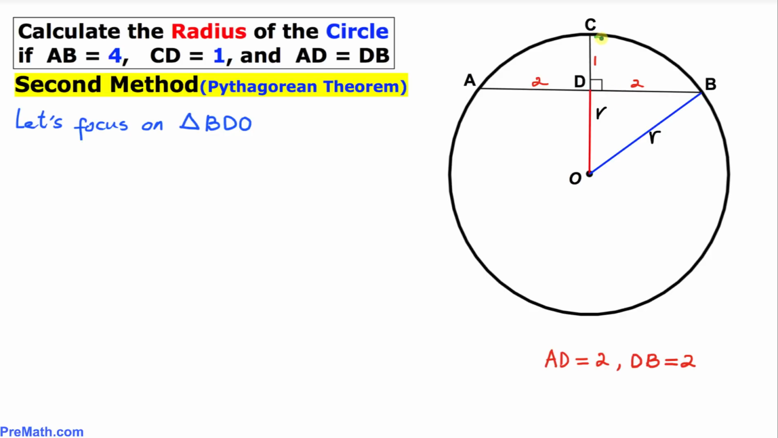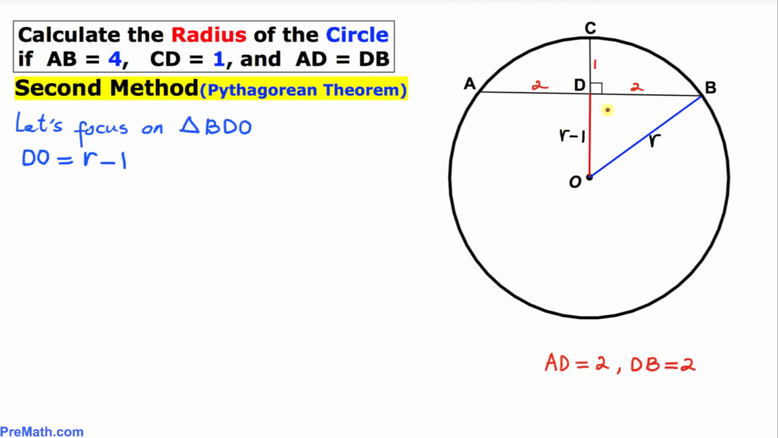We know that CO is the radius R. The length of this DO segment is going to be simply R minus 1. And now, since this triangle is a right triangle, we are going to use the Pythagorean theorem.